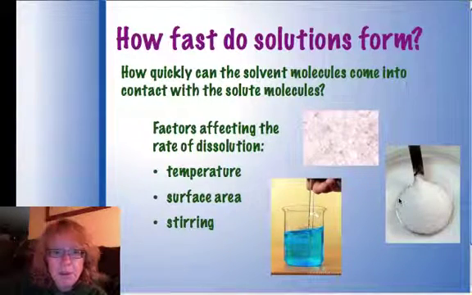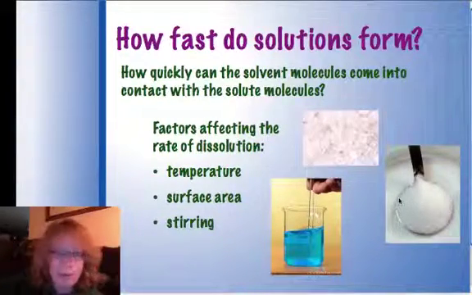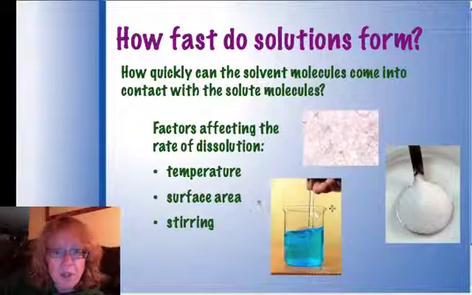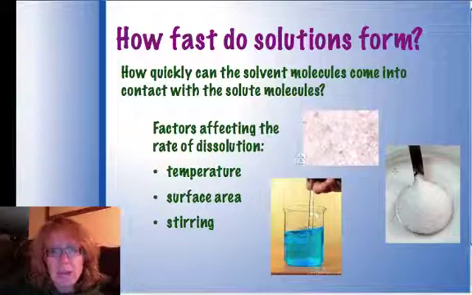And that typically has to do with the fact that there's more energy. Those water molecules are bouncing around faster, so they can be pulling the ions out pretty quickly. Surface area, number two. Surface area has to do with the size of the grains.